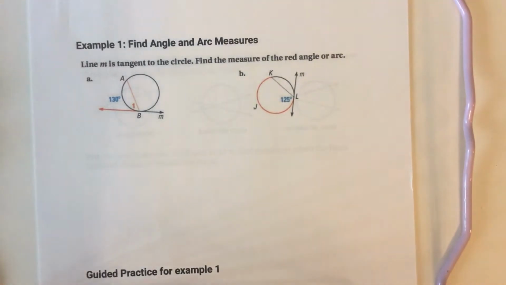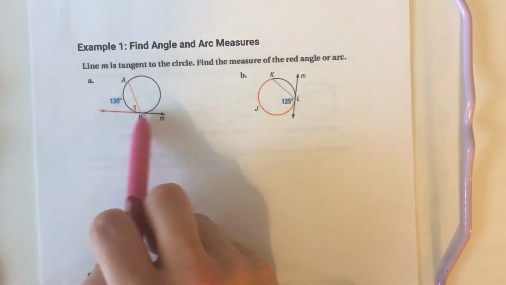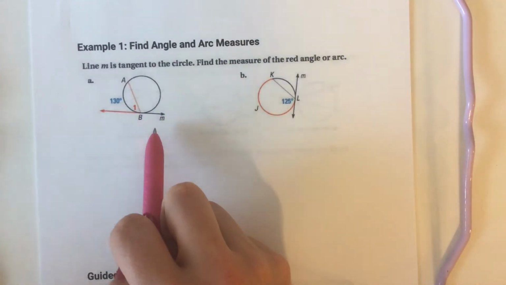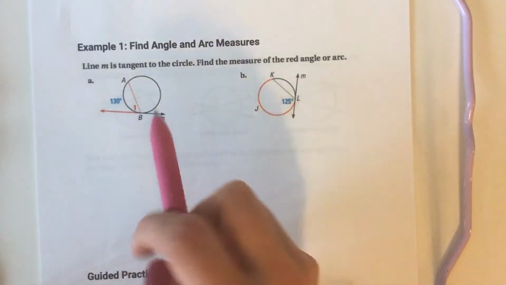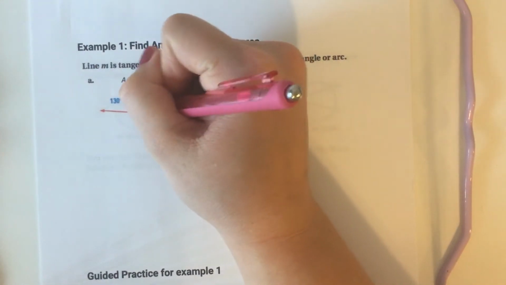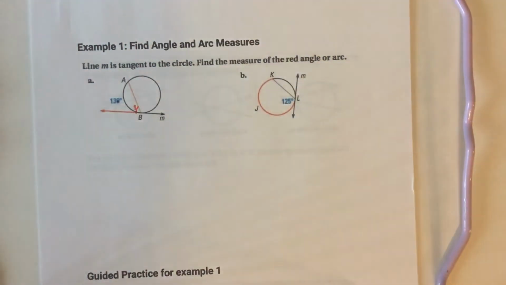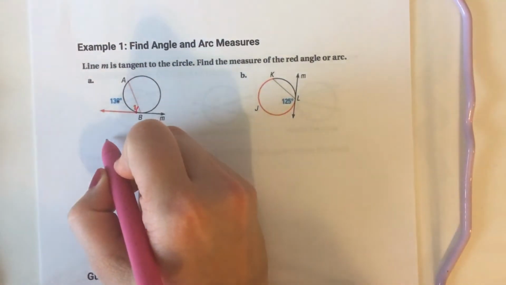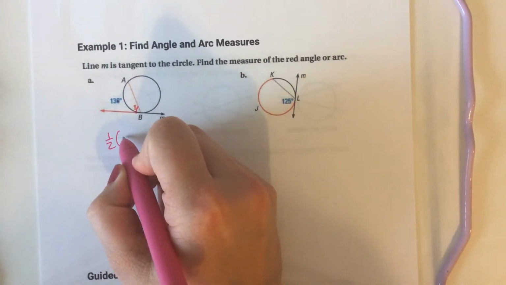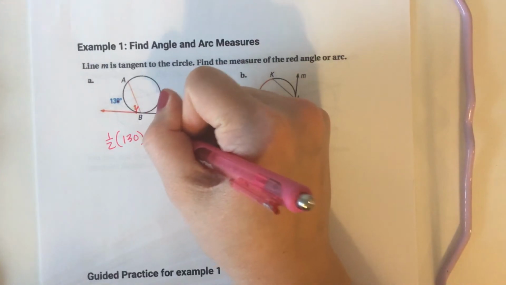Example 1. Line M is tangent to the circle. Find the measure of the red angle or arc. They're telling me that this line right here is a tangent, so we're dealing with that theorem we just saw. And we want to figure out what this angle right here is. Well, we know that a chord intersecting a tangent is going to create an angle that's 1/2 the intercepted arc. So we can do 1/2 times the intercepted arc, which is 130, to get that angle 1 right there is going to be 65 degrees. And we're done. Simple as that.